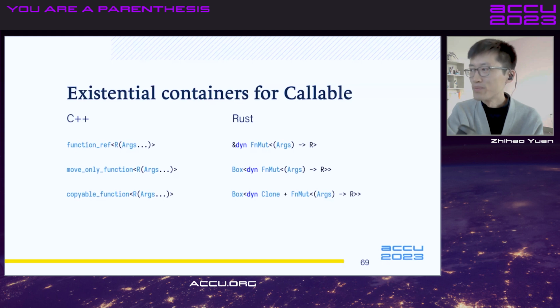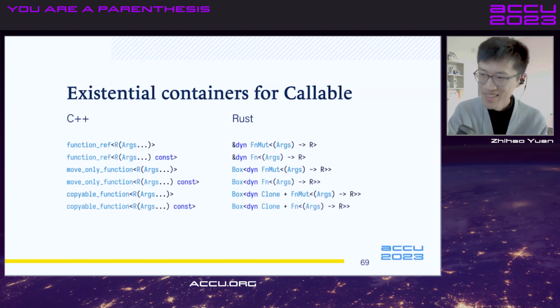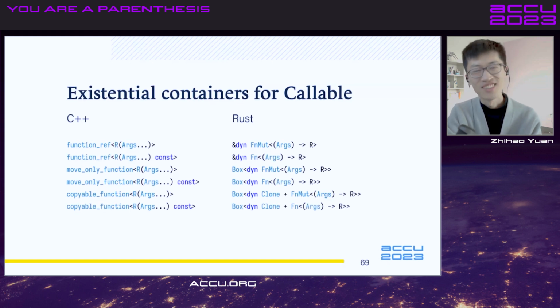Now you might say, wait, why does this have to be mutable? There are also options for Rust to say that the callable doesn't mutate its internal state. It's thread safe. Sure, fine. It's all supported. Okay, we're not sacrificing safety here. So this sums up the choice of existential containers.